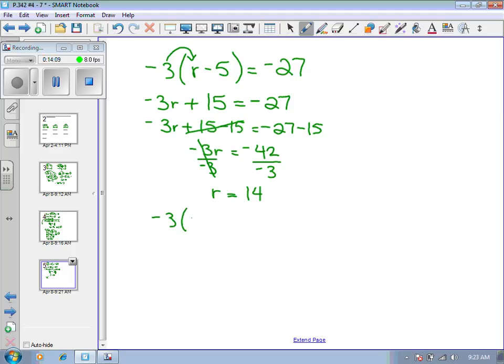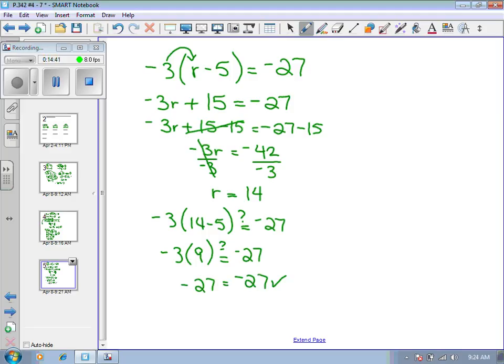-3 times (14 minus 5), is that going to be equal to -27? Let's do the work in the brackets first this time. So -3 times, what's 14 minus 5? 9, thank you. Is that going to be equal to -27? What's -3 times 9? -27 equals -27. We've done all the work correctly. So please make sure you copy that down.